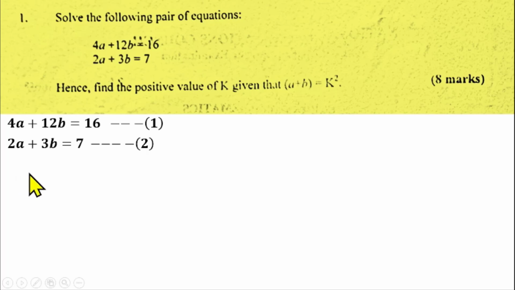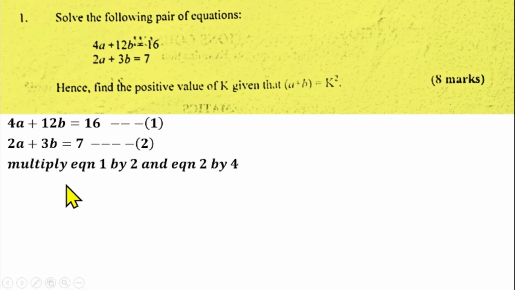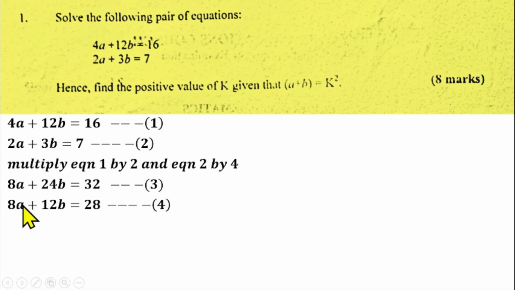Depending on the one you know best, we are going to eliminate a first. We eliminate a by multiplying equation 1 by 2 and equation 2 by 4. If you multiply equation 1 by 2, we have 8a plus 24b equals 32, and if you multiply equation 2 by 4, we have 8a plus 12b equals 28. So we need to subtract equation 4 from equation 3.